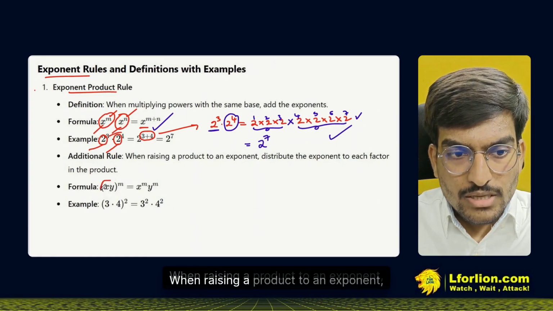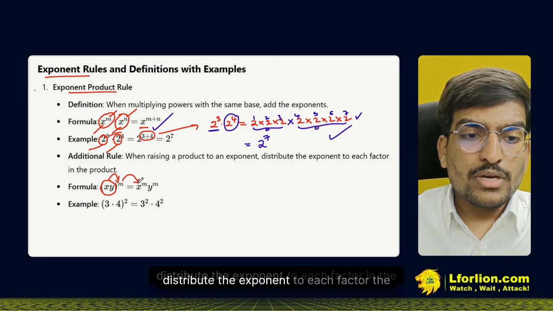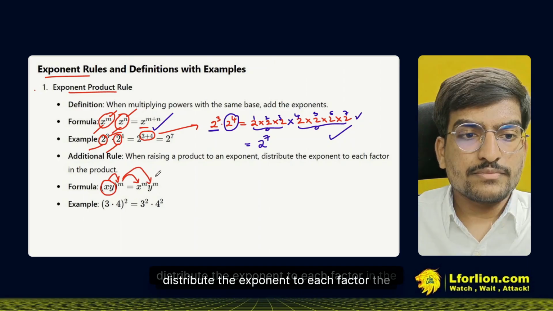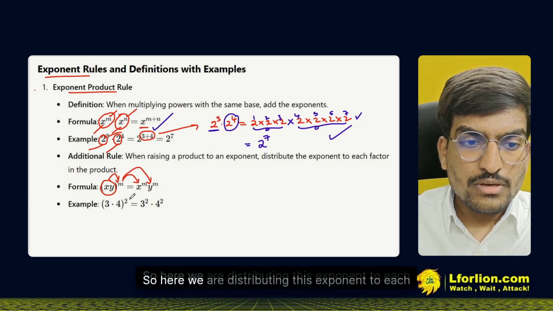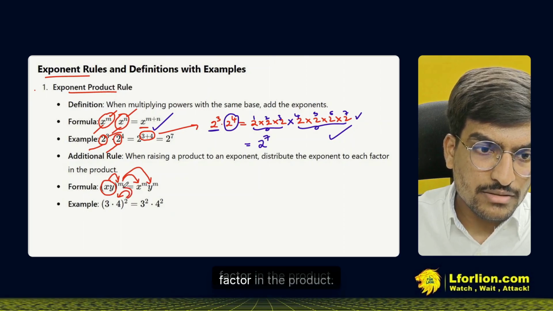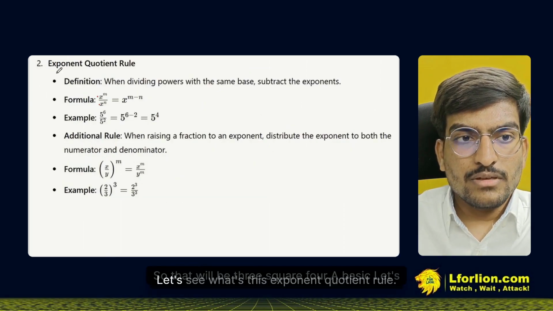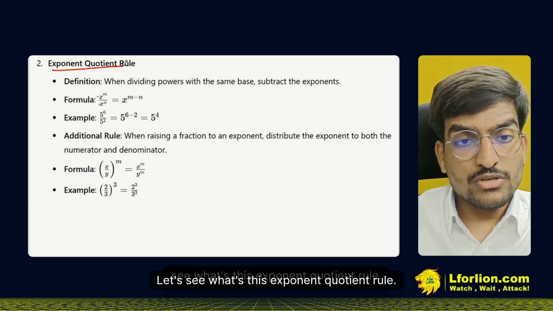When raising a product to an exponent, distribute the exponent to each factor in the product. So here we are distributing this exponent to each factor in the product. So that will be 3 squared 4. It's basic. Let's see what this exponent quotient rule is now.